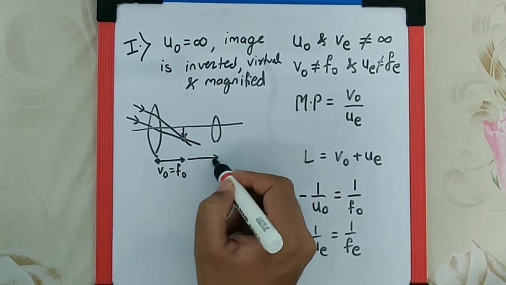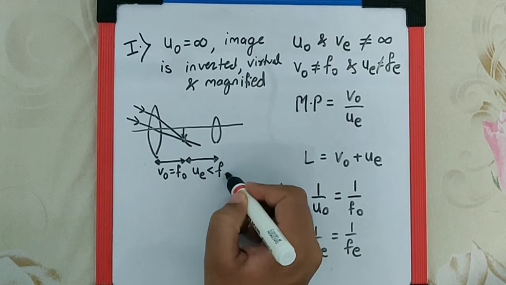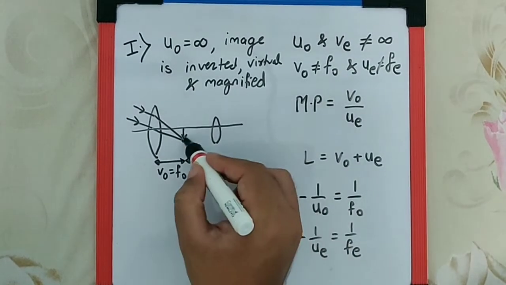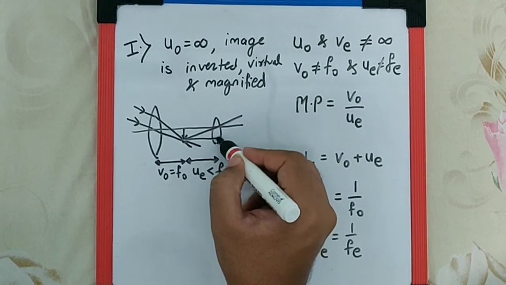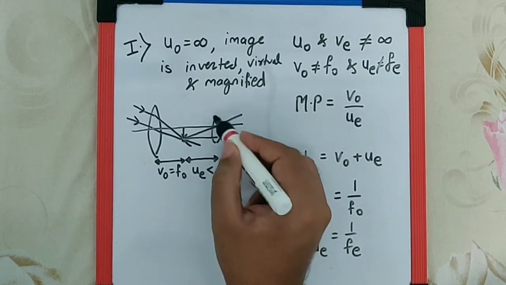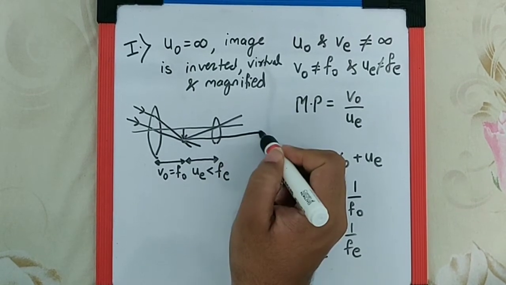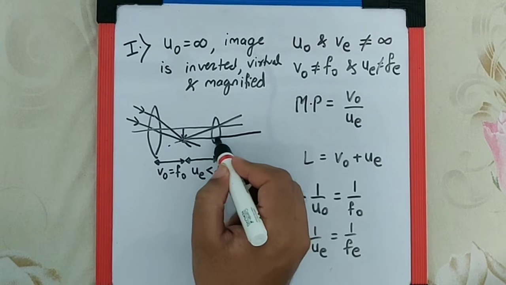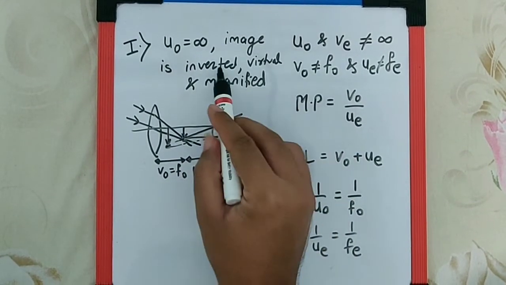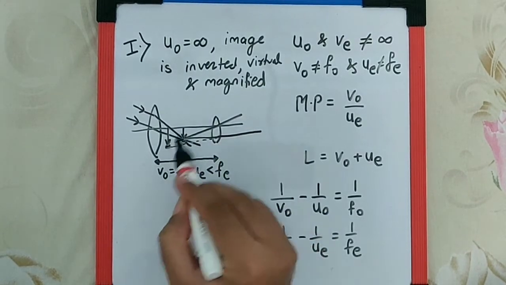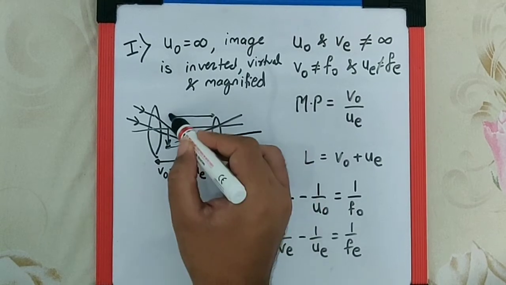But here we need to make sure that this UE is less than FE, which makes sure that the rays which are passing through the optical center and the rays after bending or refraction from lens, they diverge away from each other, which needs to be extended backward to form an inverted virtual magnified image. And so this distance will be called as VE.